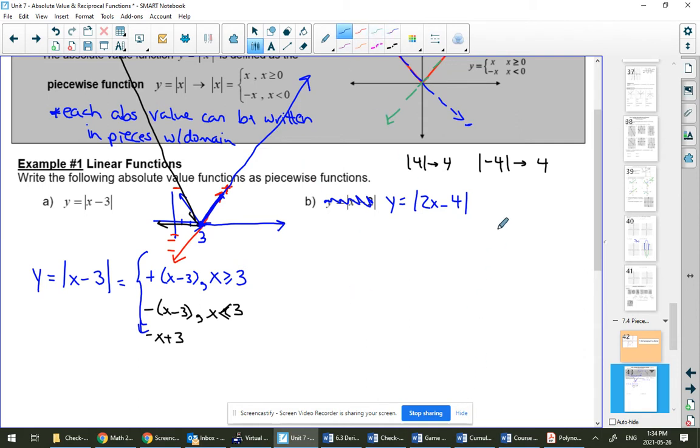So again, when you're drawing these, think what the original is. Okay, think what the original is and then go from there.